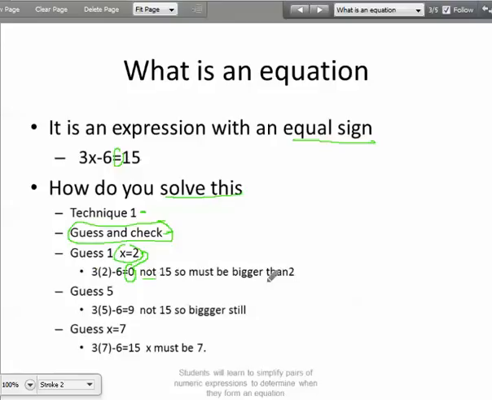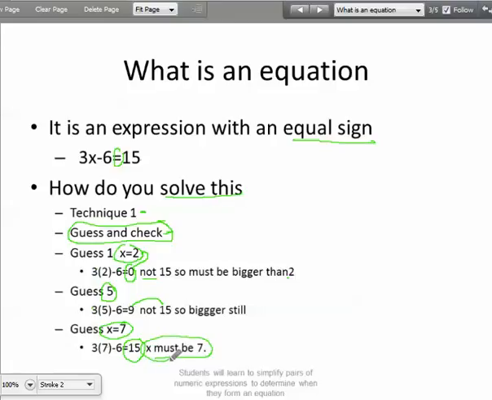In this case, it needs to be bigger than 2. So I'm going to guess another number, something bigger than 2. So if I guess in this situation where x was equal to 5, so I'm going to say 3 times 5, that's 15, minus 6, that gives me a 9. 9 and 15 are not the same. So it's still got to be bigger than 5. So my next guess is going to be 7. I'm guessing x is equal to 7. So 3 times 7 is 21, minus 6 is 15. Hey, I got it. 15 is equal to 15. X must be a 7.